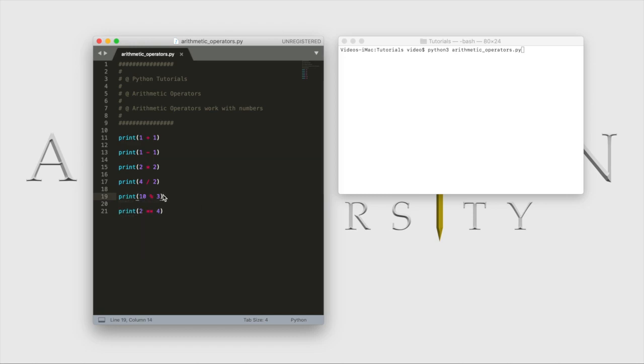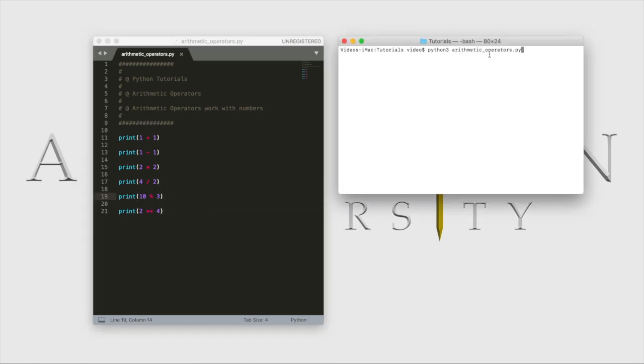With these last two, this is the modulus and this is exponential. So this would be 2 to the 4th power, and this would be 10 modulus 3. 10 modulus 3 means if you divide 10 by 3, what the remainder is. So if you divide 10 by 3, that's 3 point something, but how much remains is what we'll get here.